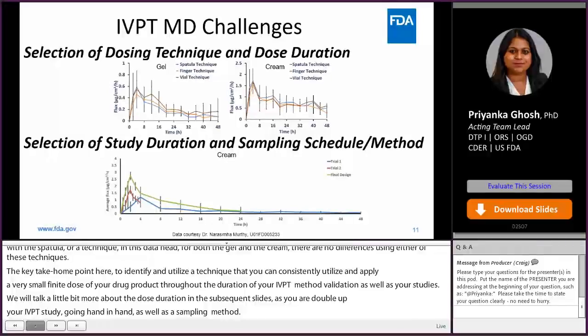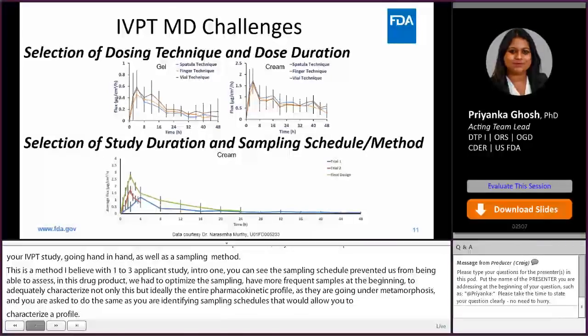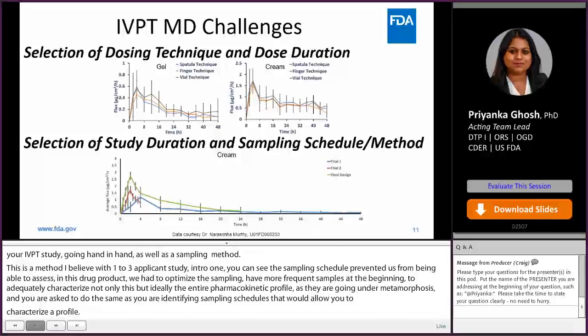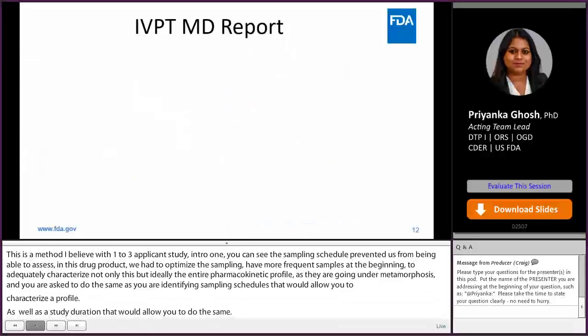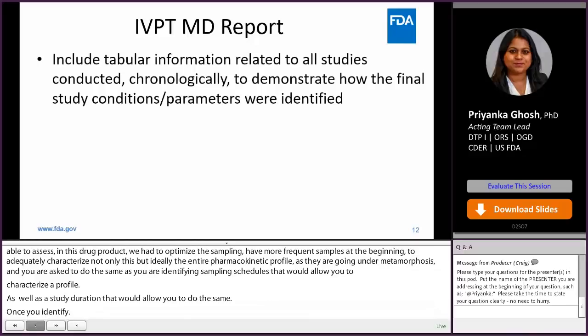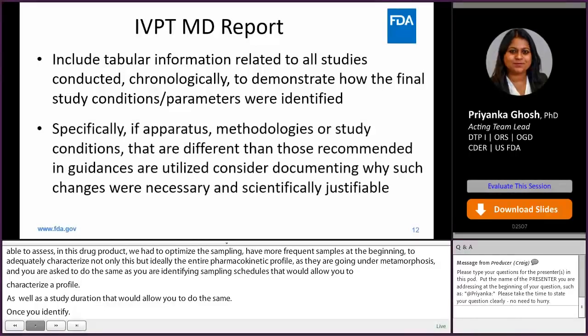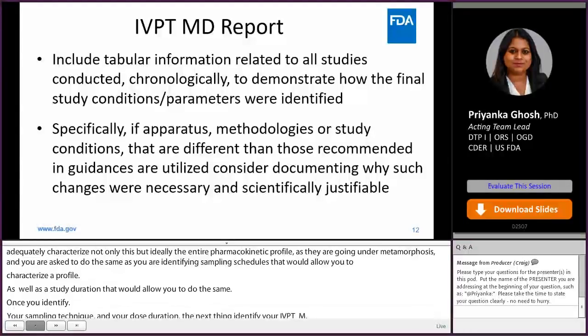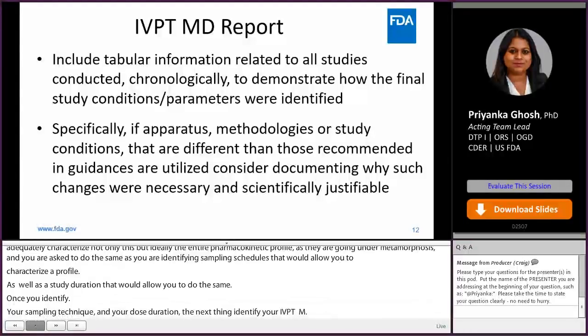Now, once you have identified your apparatus, your skin, your receptor solution, your dose, your study duration, your sampling technique, the next thing to do is to draft your IVPT method development report, of course. And you heard from previous discussions, but one thing we encourage you to do is chronologically document how you identified the study conditions. And this is especially important when you are using conditions that may be different from those that are outlined in the guidances, so the assessor is able to adequately understand and assess the scientific justifications for using these alternate study conditions.